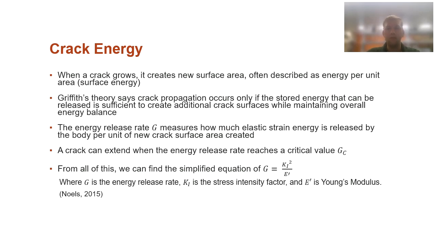And if you dive into Bazant's literature and how they're deriving these equations later on, you'll keep seeing this equation for energy release rate, which involves stress intensity and Young's modulus, where G is equal to stress intensity squared over Young's modulus. And Young's modulus has the prime on there, to my knowledge, because Young's modulus will change whether you're in plane stress or plane strain conditions. So that's something to note.